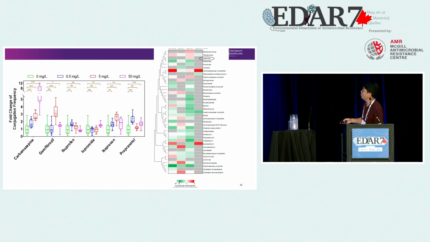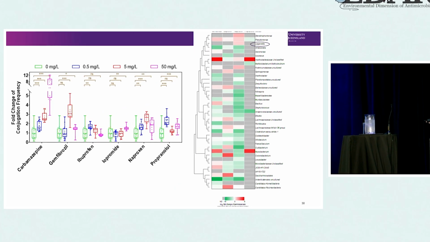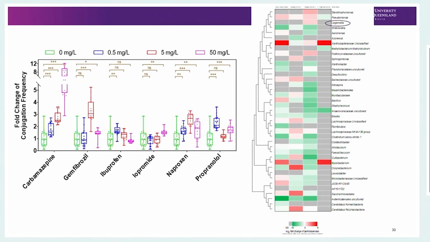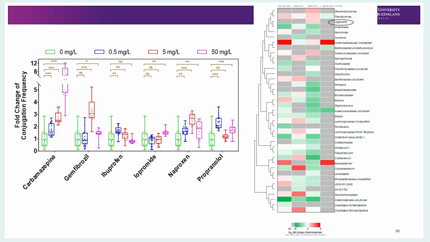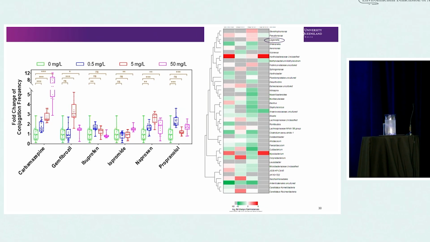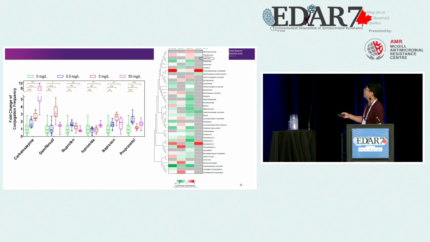Again, we can use carbamazepine as an example. You can see that under exposure to carbamazepine, we do have a dose-dependent increase in transconjugants. And we also confirmed which bacteria became transconjugants. Even for some waterborne pathogens like Legionella, they can acquire that plasmid.